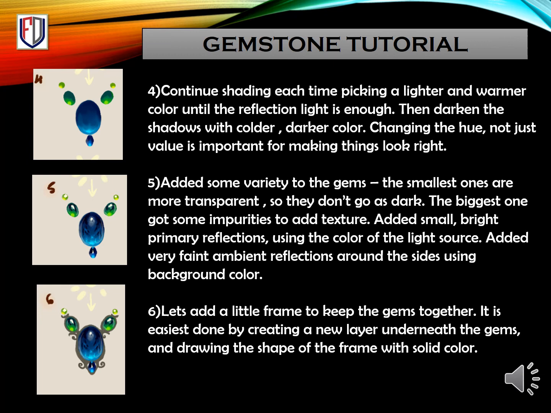Fifth step, add some variety to the gems. The smallest ones are more transparent, so they don't go as dark. The biggest one has some impurities to add texture. Add small, bright primary reflections using the color of the light source. Add very faint ambient reflections around the sides using the background color.